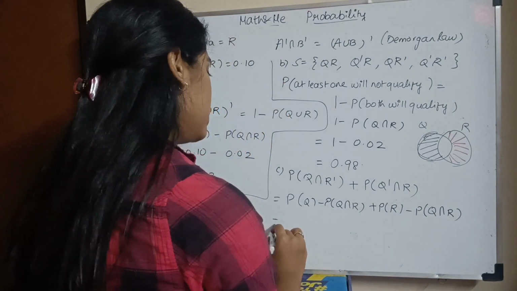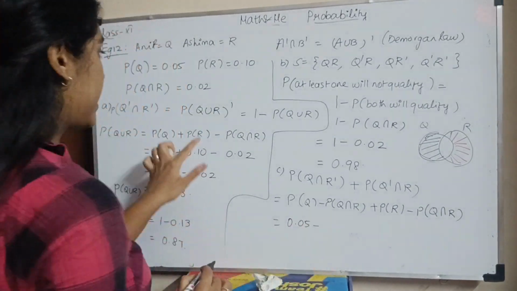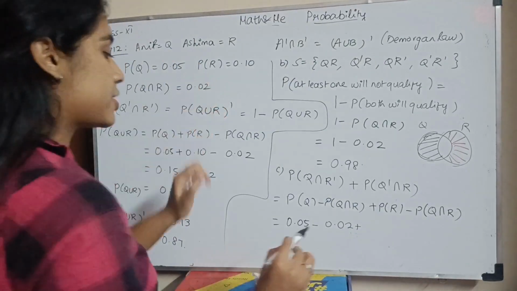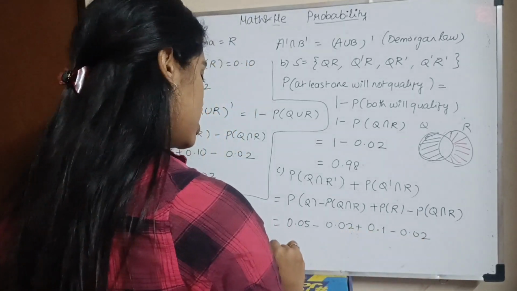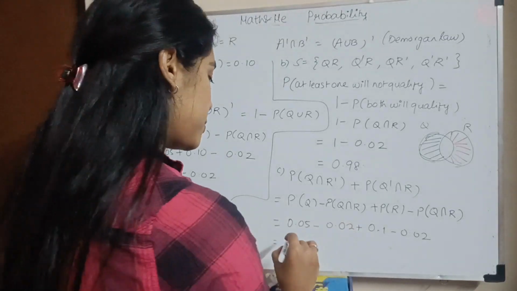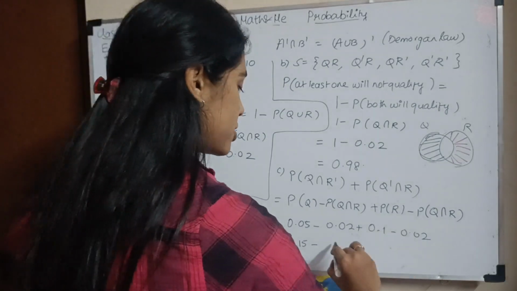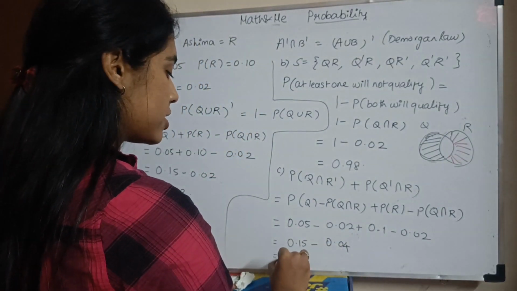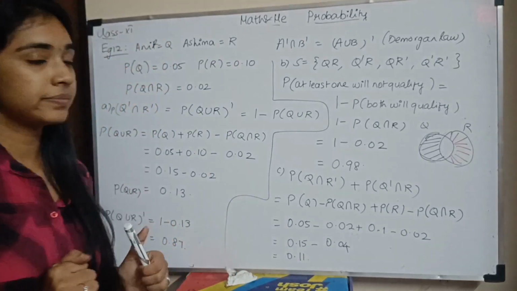So what will be my value? Let me substitute the values I have. So 0.05 minus 0.02 plus 0.1 minus 0.02. I add the positive values and add the negative values. So I have 0.05 plus 0.1, which is 0.15, minus 0.02 and 0.02, another 0.04. Now if I subtract these two, I have 0.11. Okay, so this is my final probability.